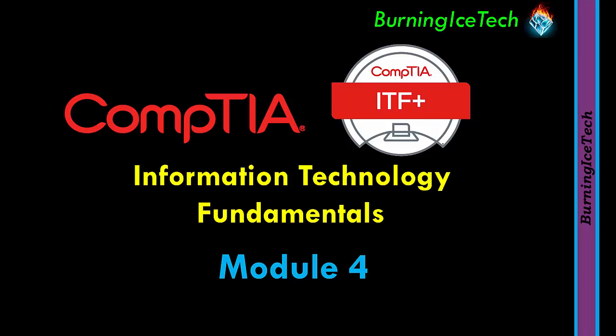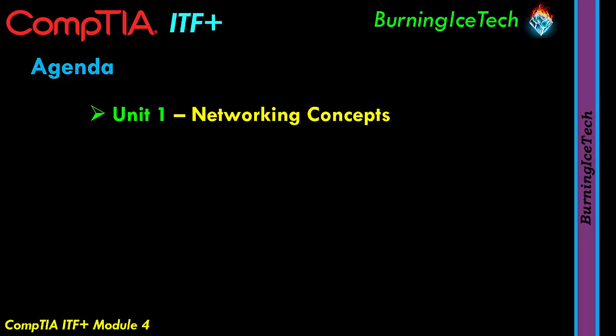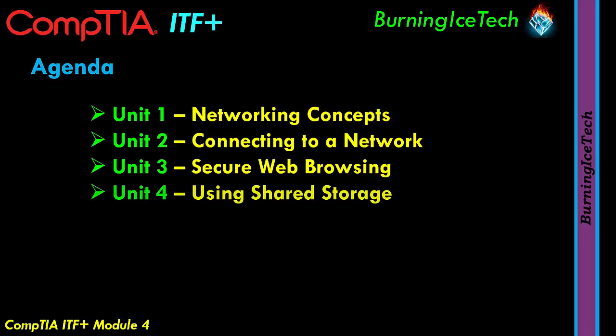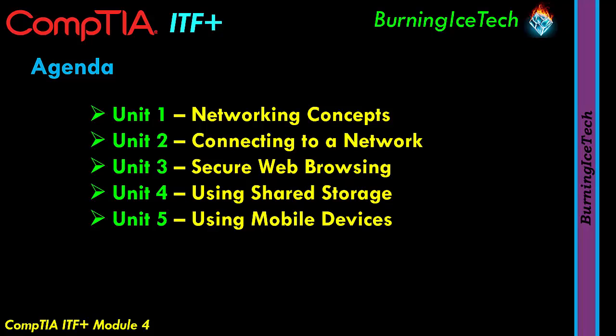Now, today's module of this course consists of 5 units, folks. So, what are these 5 units, you ask? The first unit is going to be about networking concepts. This will shortly be followed by connecting to a network. Unit 3 will be secure web browsing, followed by using shared storage, and then lastly, folks, Unit 5, using mobile devices. So there you have it, guys. That is going to be the 5 units, or should I say 5 sections within this module.